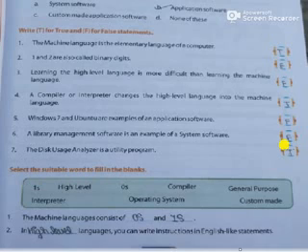Now let's move to the fill-ups. In fill-ups, the first question is: machine languages consist of what? Machine language में क्या होता है? What are the terms that machine language consists of? So they are zeros and ones. So your answer for number 1 is zeros and ones.